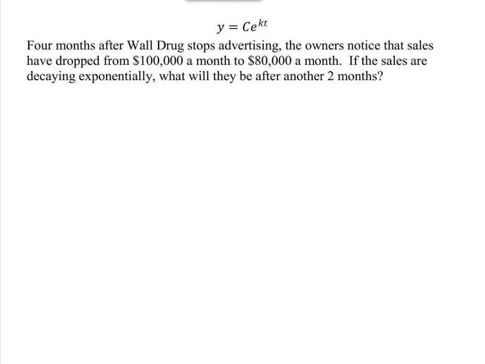What do we do first? Find your ordered pairs. My ordered pairs are what? 0, 100,000. That's what I meant. And 4, and we're using units of months here, 80,000. Okay, now what? Because it's 4 months later. 4 months after they stop advertising. The first 2 words. 4 months after Wall Drug stops advertising.